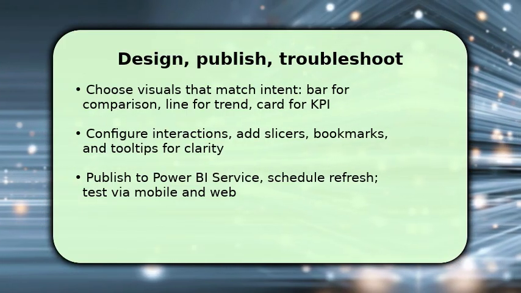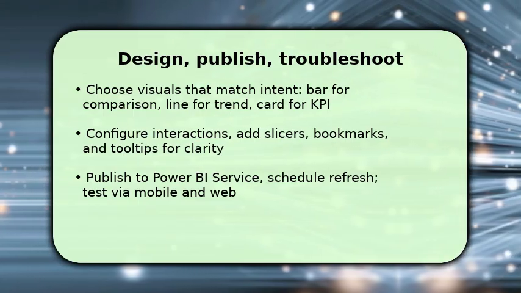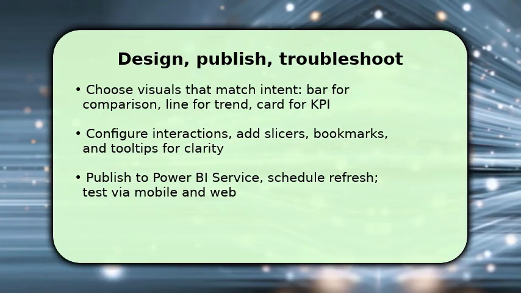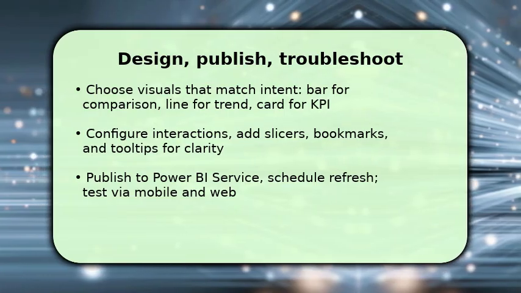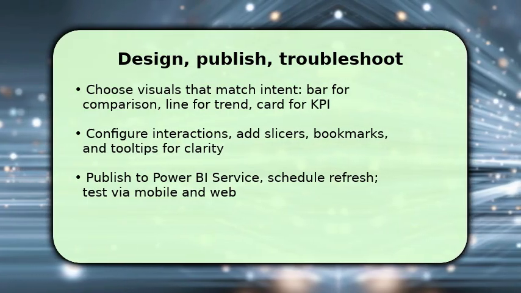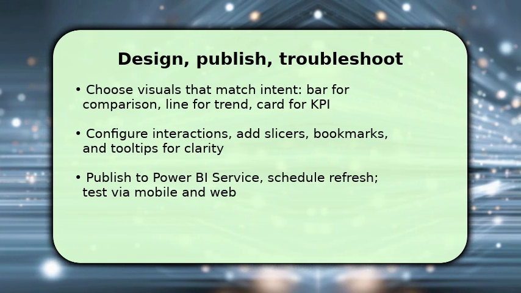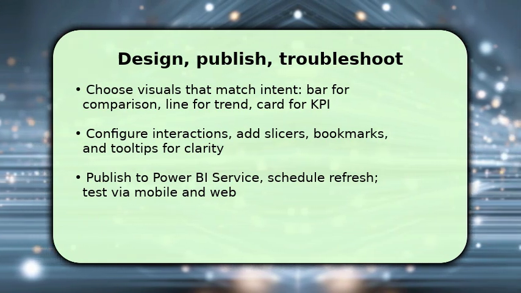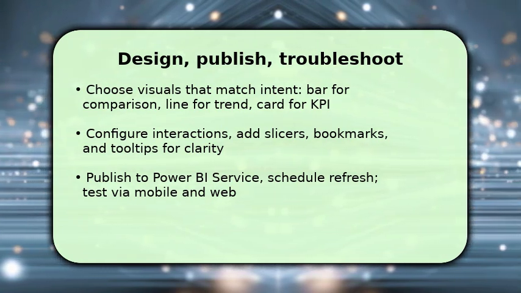Publish to Power BI service, configure scheduled refresh and row-level security if needed, and share the app. If visuals show blanks or wrong totals, check relationships and filter directions first. Misapplied relationships are the most common cause of incorrect numbers.